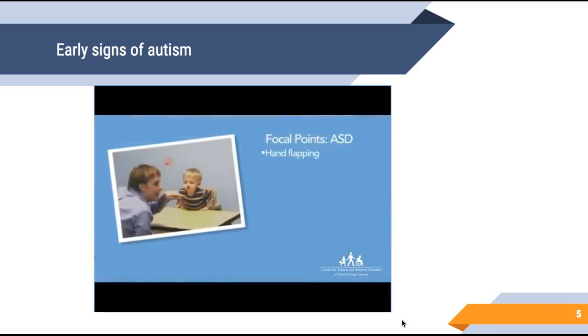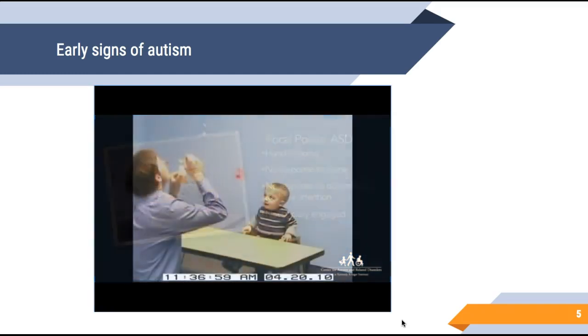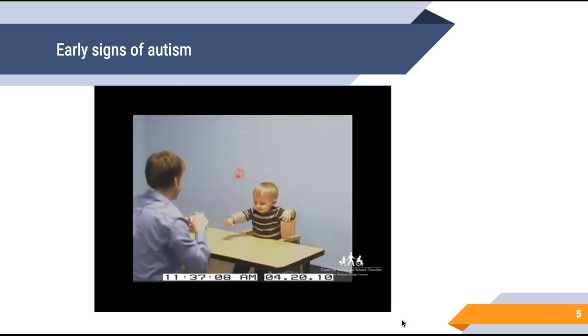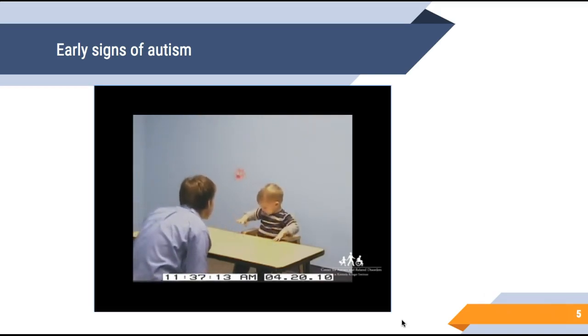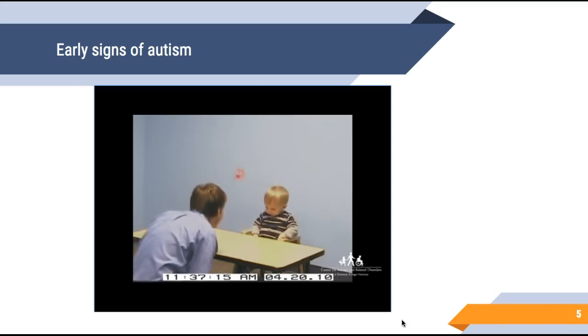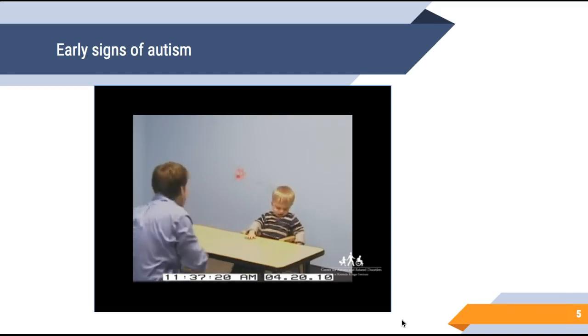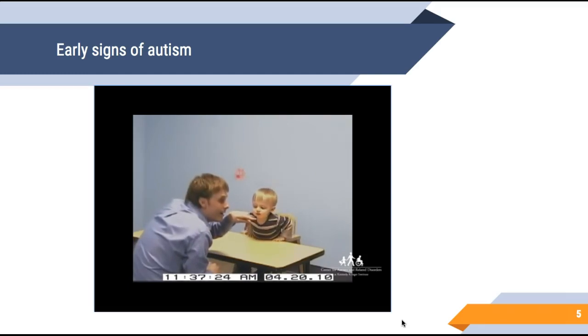This 14-month-old shows signs of ASD. First, he flaps his hands while enjoying the bubbles. He does not share his enjoyment by looking at the man. He does not respond to his name. Ben. Ben. Ben. Although he looks at the man's pointed finger, he does not follow the direction of the man's gesture to locate the object of the man's attention.